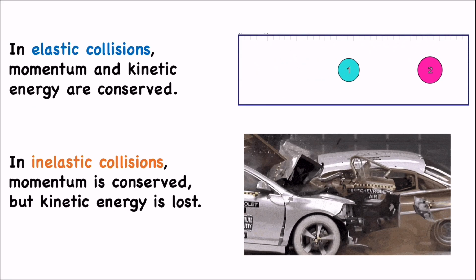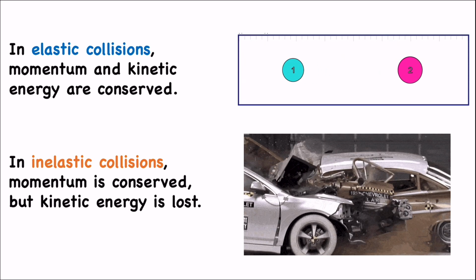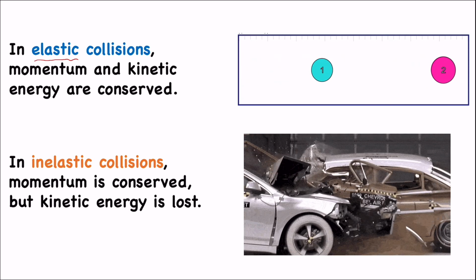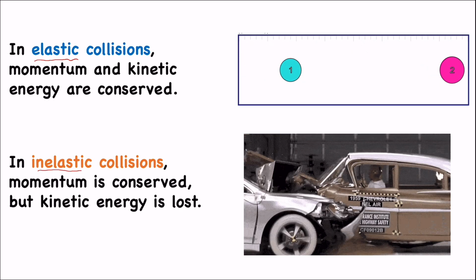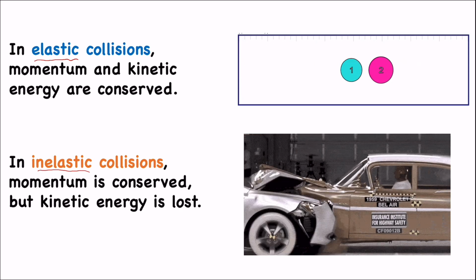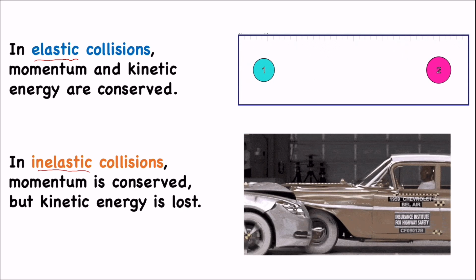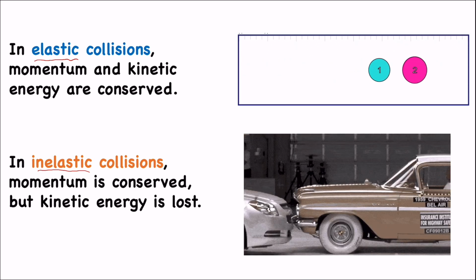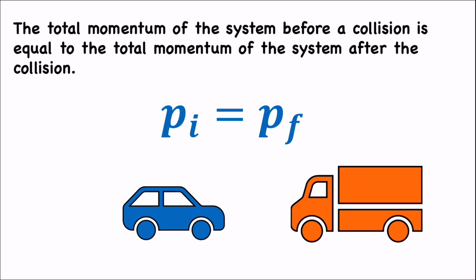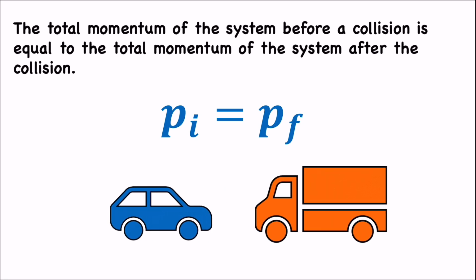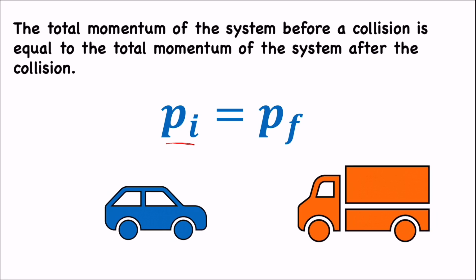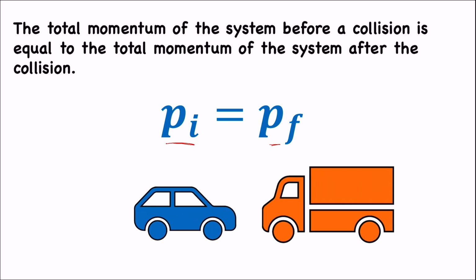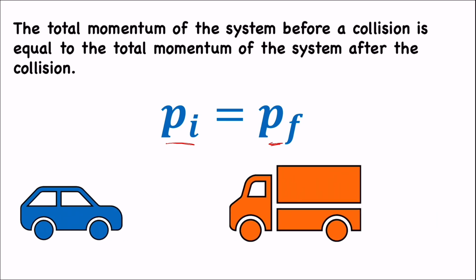Now, there are collisions where kinetic energy and momentum are conserved. Those are called elastic collisions. What I'm going to look at here are going to be inelastic collisions where momentum is conserved, but the kinetic energy of the system is lost in the collision. When analyzing questions involving collisions, conservation of momentum is going to involve setting the total momentum of a system before the collision equal to the total momentum of the system after the collision.